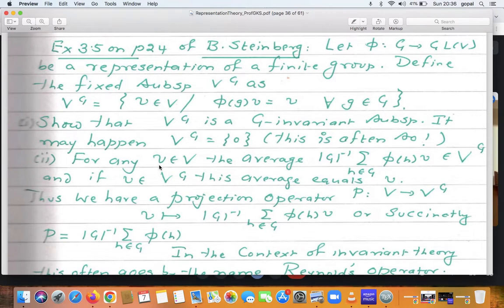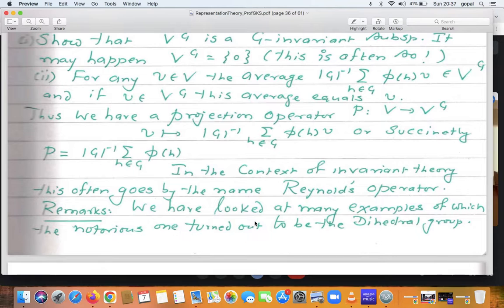So what you do is you take a vector v and you average it: 1 upon the order of the group times the sum of phi g of v, and take the set of all such vectors that you get. That will form the fixed subspace of the representation. And you've got a projection mapping from V to this fixed subspace. Simply take v and map it to the average. In the context of invariant theory, this is known as the Reynolds operator.